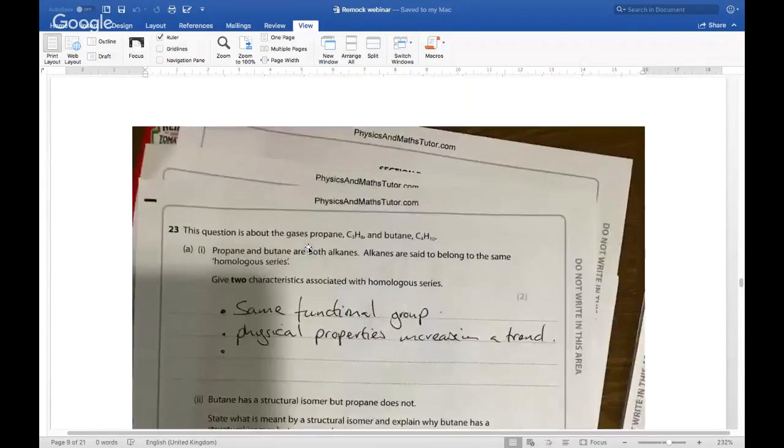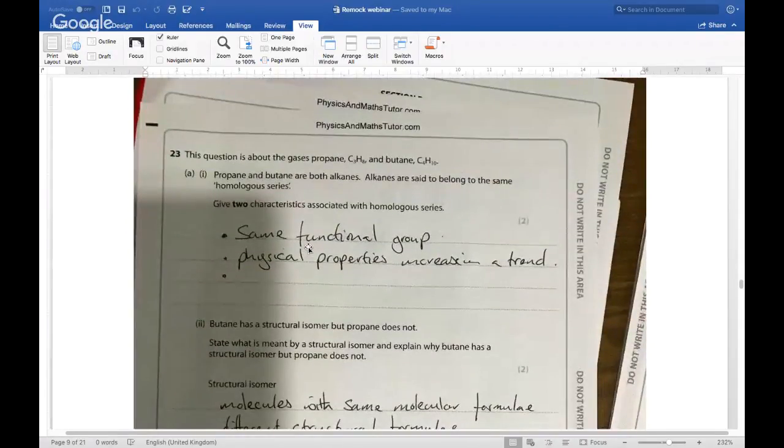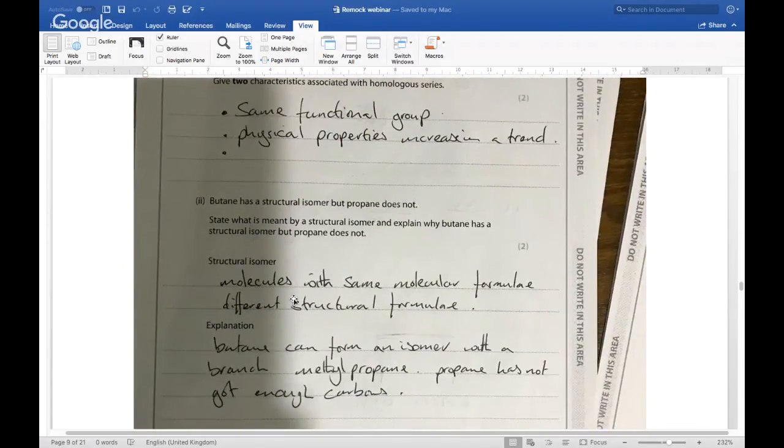Next. Same functional group. Physical properties increase in a trend. I'll also accept similar. Similar, not same. Similar chemical properties. Lots of people lost it with same chemical properties. No, similar.